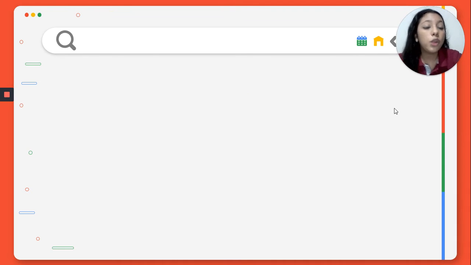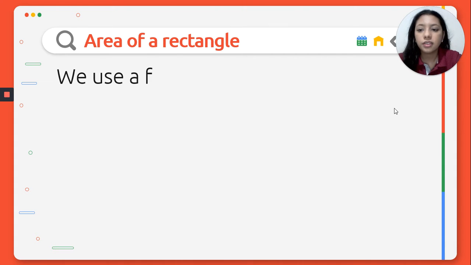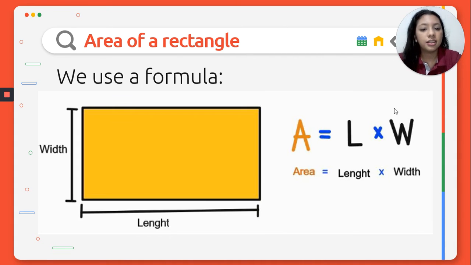So we're going to learn how to calculate the area of some figures. First, we're going to start with the area of a rectangle. We use a formula. Let's look at this picture that I made myself from Canvas. I made a rectangle, a yellow one. This over here is the width. And this, the long one in the base, is the length.